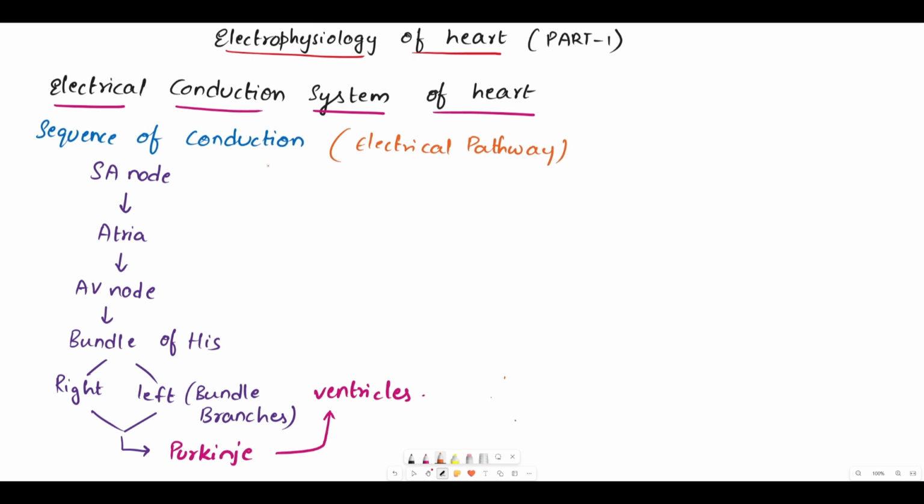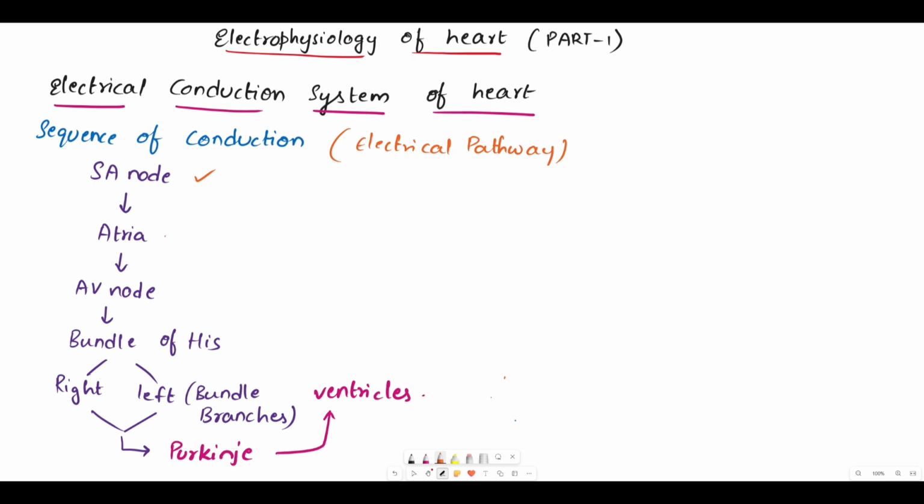So the next subtopic under this is the electrical conduction system of the heart. Here we need to know the exact sequence of cardiac conduction. So what is the sequence of cardiac conduction? It is simply the electrical pathway. From this flowchart, you'll get to know how these electrical impulses are traveling through the heart. So first, they start from the SA node.